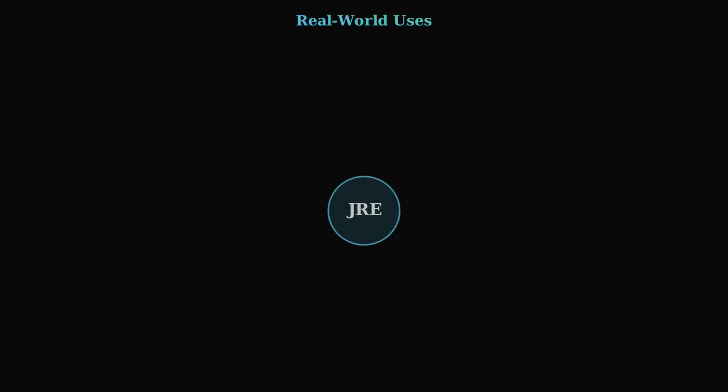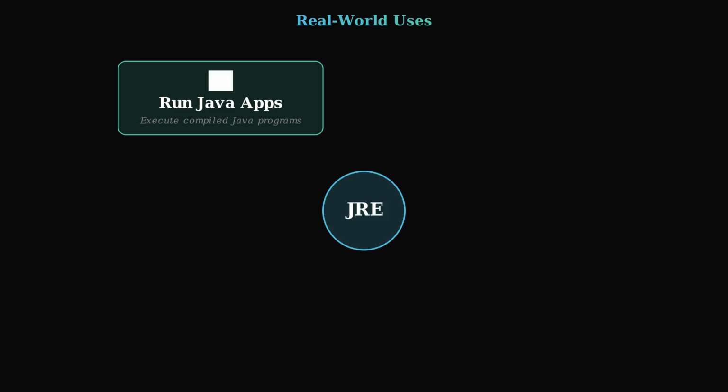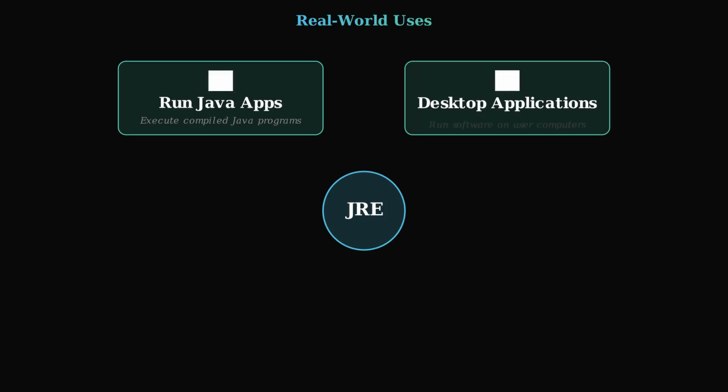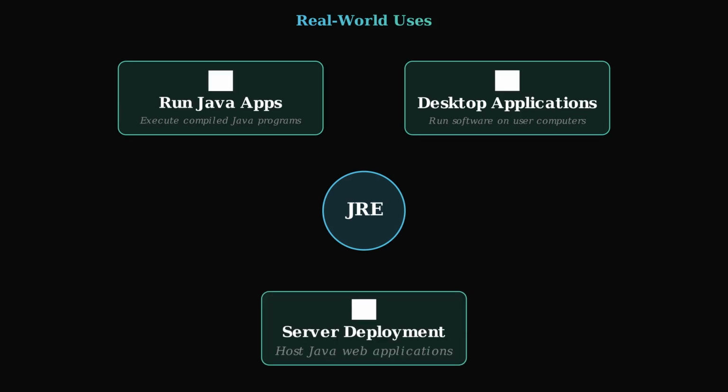How is JRE used in the real world? Run Java apps. Execute compiled Java programs. Desktop applications. Run software on user computers. Server deployment. Host Java web applications. JRE powers all these applications. Let's see the problem it solves.